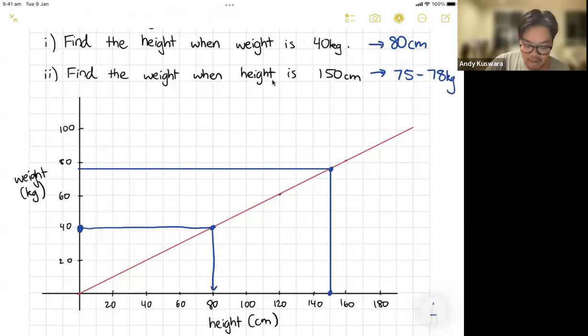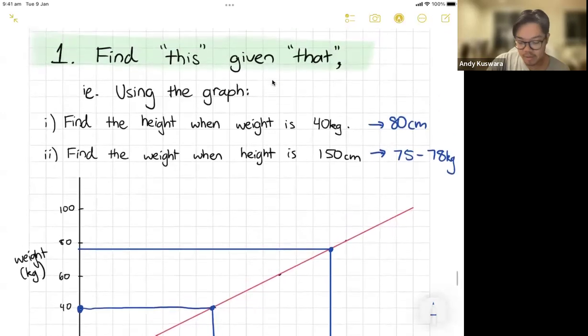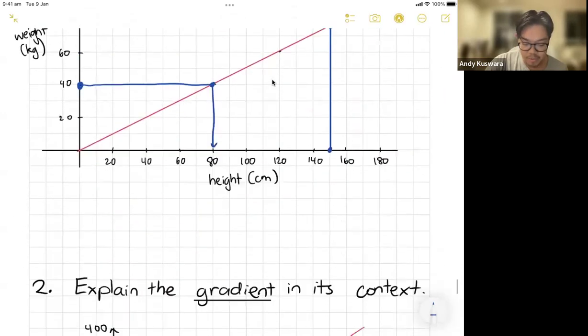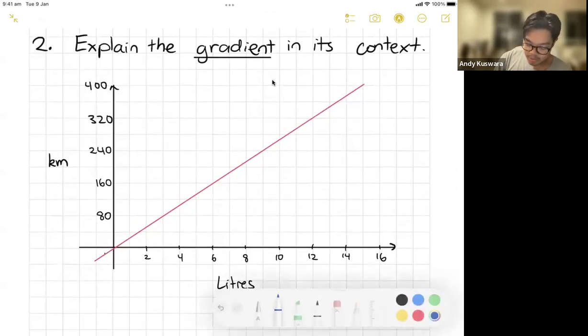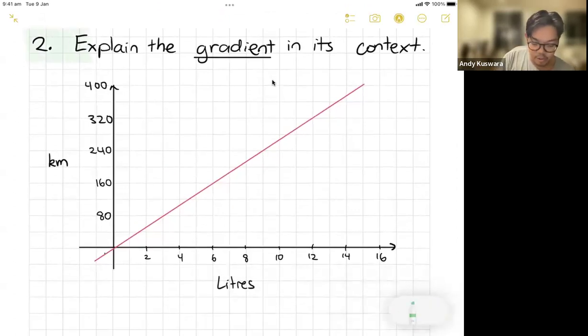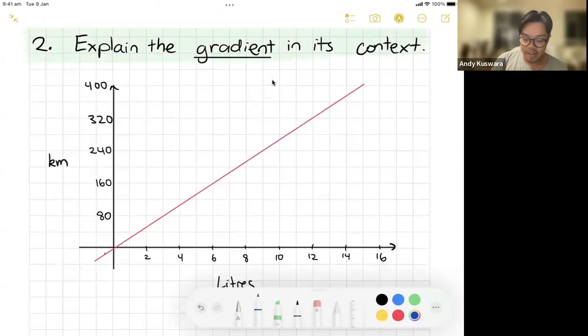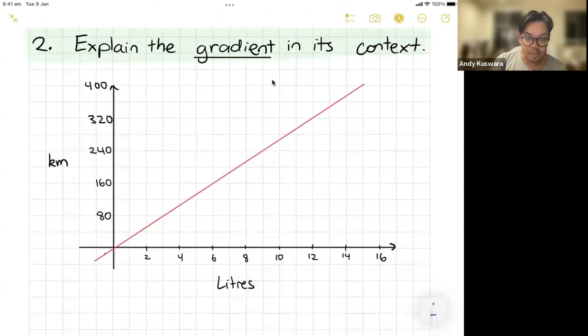Now, the other type of question, I think this one's fairly straightforward, but the other type of question is a little bit more on understanding. They'll say something like, explain the gradient in its context, or maybe they'll say find the gradient, or explain what this means. Let's just talk about this first. We remember that gradient means rise over run, or in other words, it's our slope.